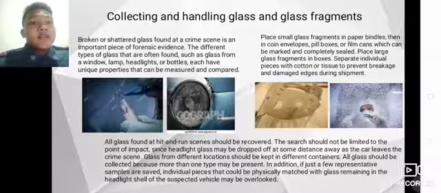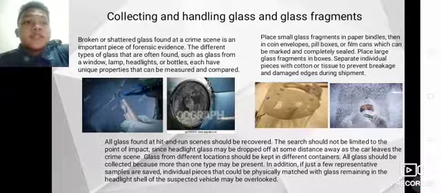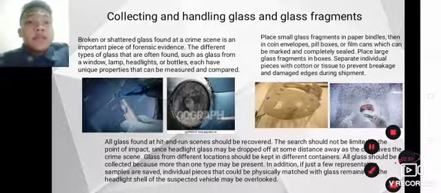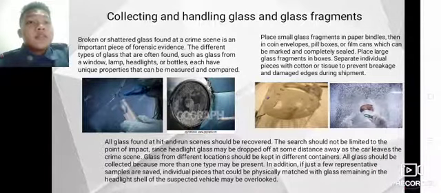Collecting and handling glass fragments. Broken or shattered glass found at the crime scene is an important piece of forensic evidence. The different types of glass that are often found, such as glass from a window, lamp, headlight, or a bottle, each have unique properties that can be measured and compared.